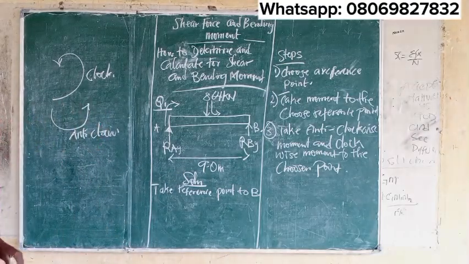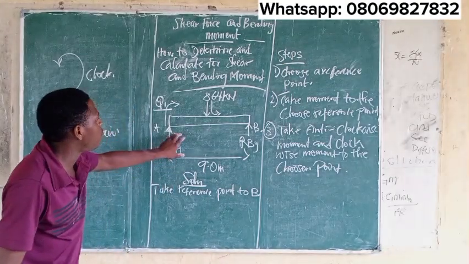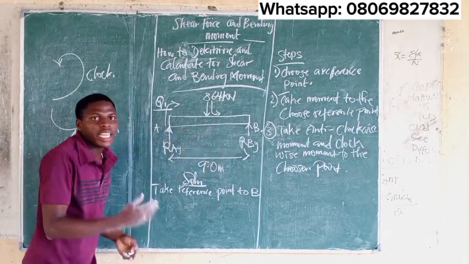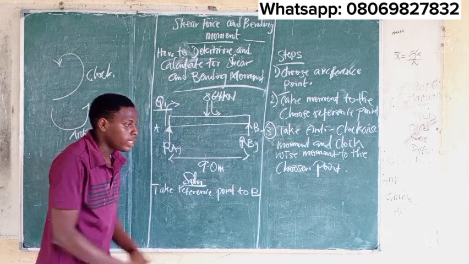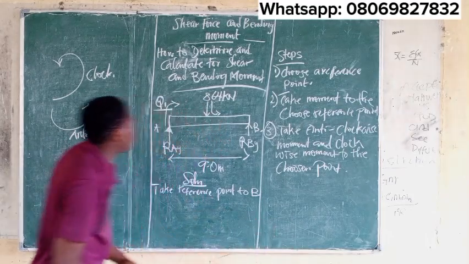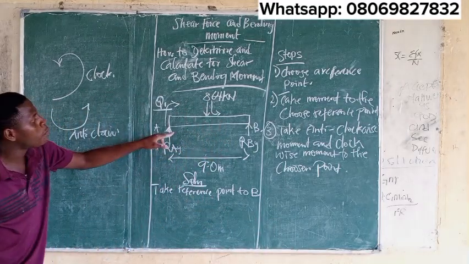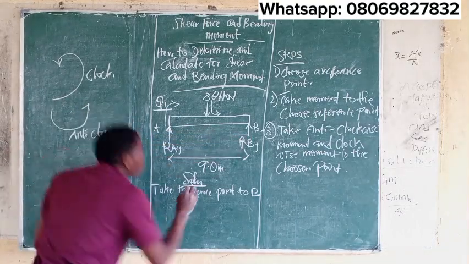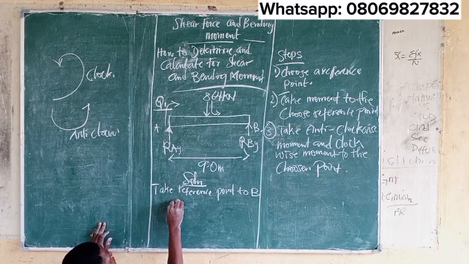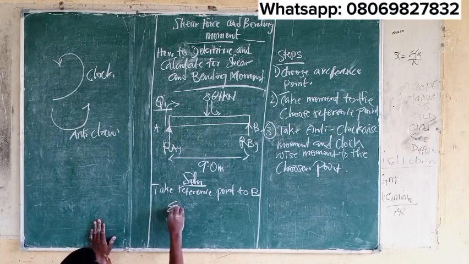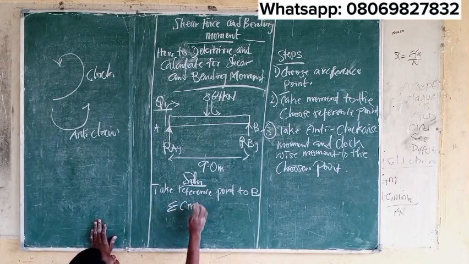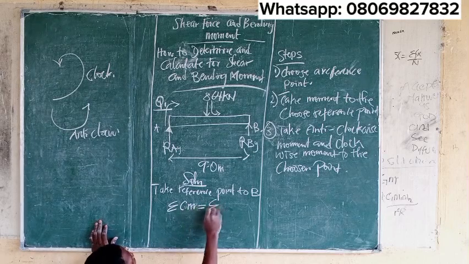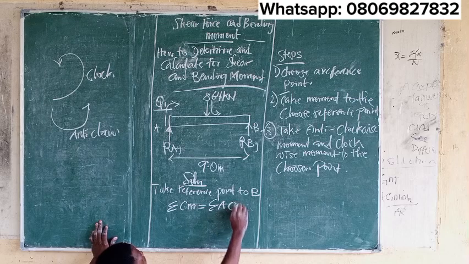Now, the next thing we have to do is taking moment from point A to point B. You are taking moment with respect to their perpendicular distance. So now we are taking moment from this point to this point. Now the next thing is to take moment. What you do is you use the formula: sum of clockwise moment is equal to sum of anti-clockwise moment.